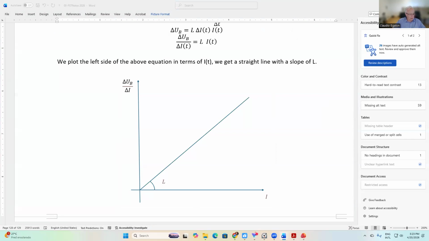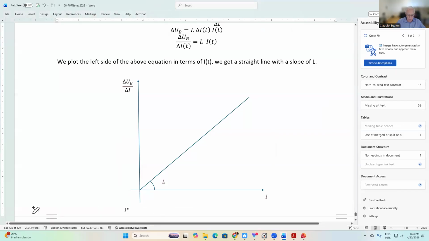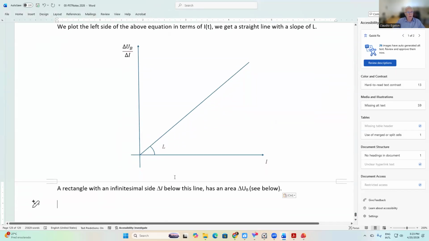You're going to see a very nice way of visualizing the delta U. Here you go: a rectangle with an infinitesimal side delta I. Here is I. I get a rectangle here with infinitesimal side delta I. The area of this rectangle is going to be delta UB, the potential energy. That's something that people found out for us, something that's not obvious.